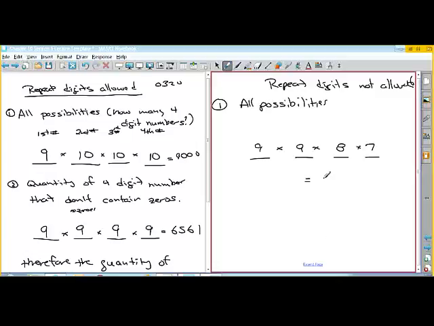So Kelly's going to do that for me. All right. Yep, okay. So those are all the possibilities. Then we'll say without 0. So again, the first choice is we already have taken 0 out of that.